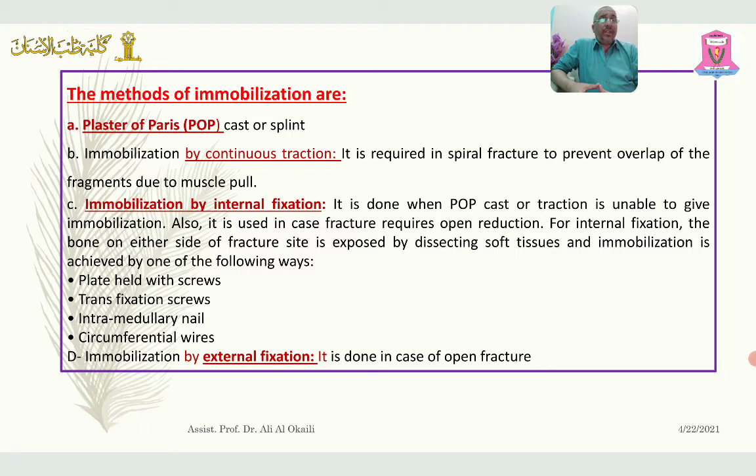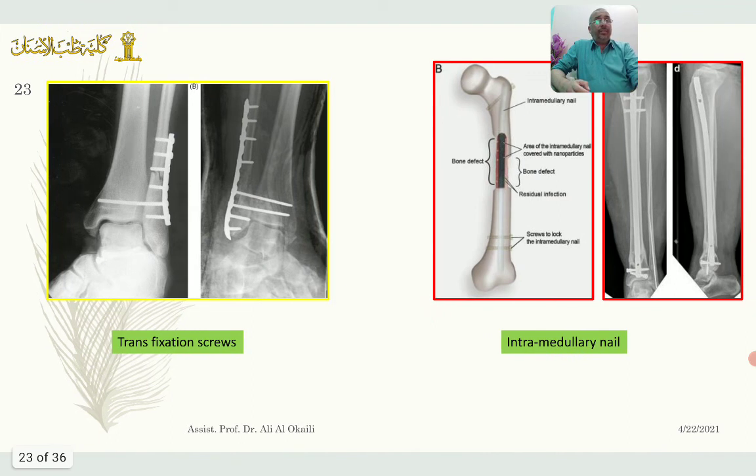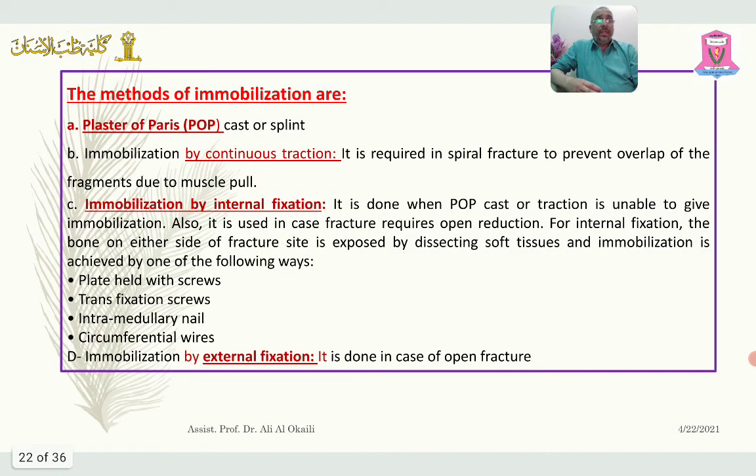For internal fixation, the bone on either side of fracture site is exposed by dissecting soft tissues, and immobilization is achieved by one of the following ways. إما plate held with screws, بليتات وبراغي. Transfixation screws عبر the whole length or the whole width of the bone. Intramedullary nail, circumferential wires, وايرات على محيطة.